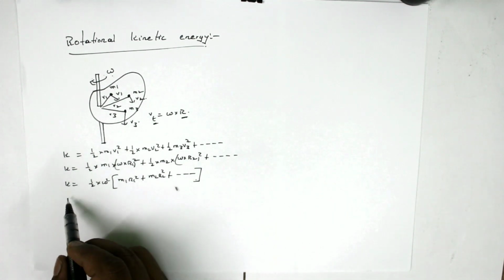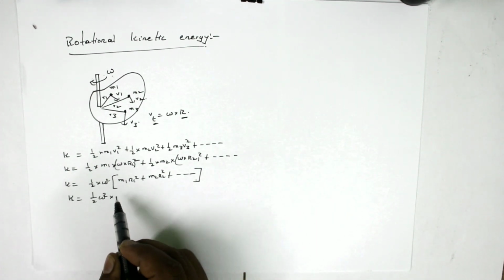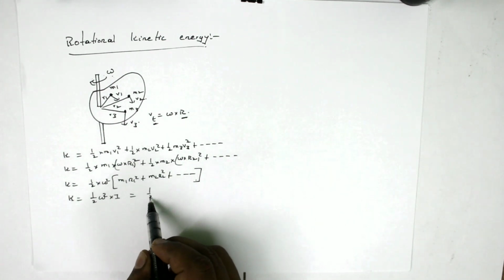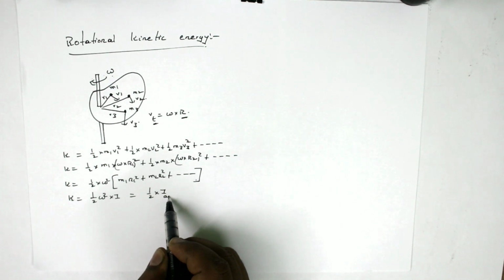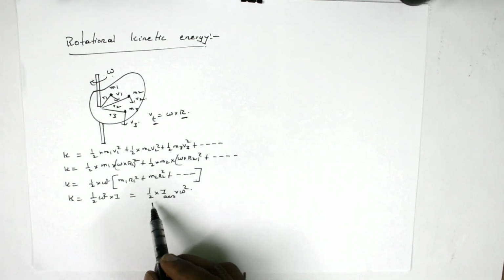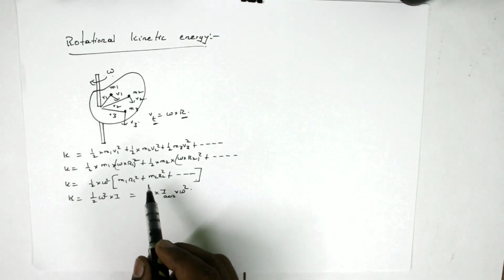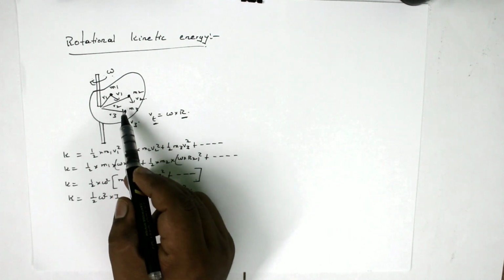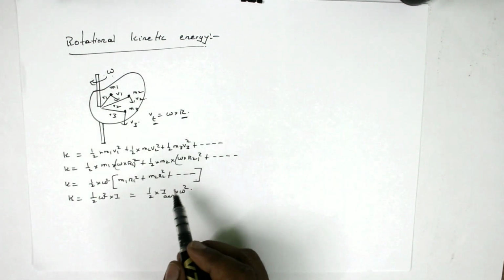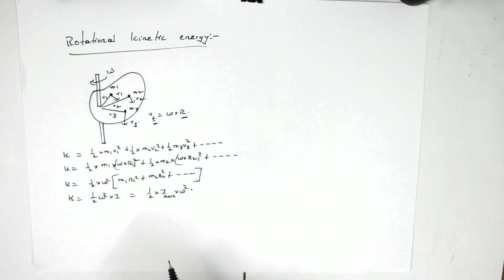Therefore I can write K equals half omega square into I. So the equation becomes half into I axis into omega square. So kinetic energy is equal to half I omega square. This is the total kinetic energy possessed by this rigid body because of rotation around this axis. Therefore K equals half I axis into omega square.